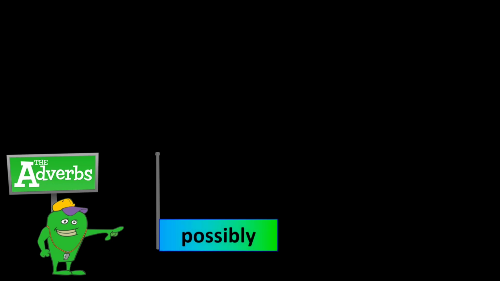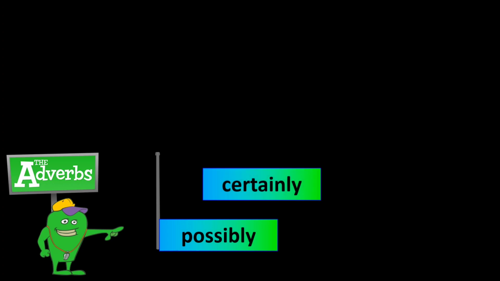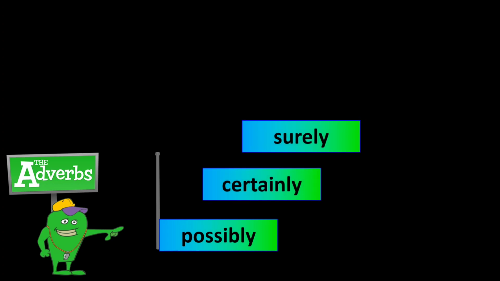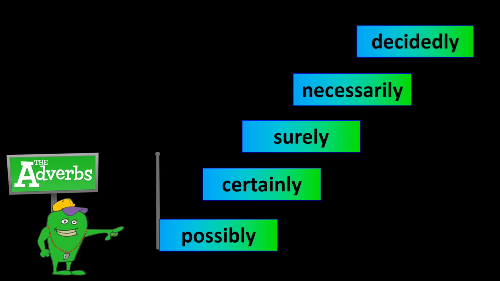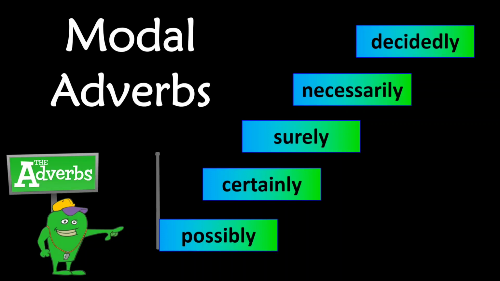Take note of the underlined words used in each of the sentences. Possibly, certainly, surely, necessarily, decidedly. Are they familiar to you? These words are called modal adverbs. The next activities will let you know more about this topic.